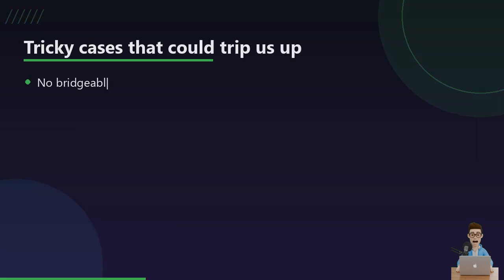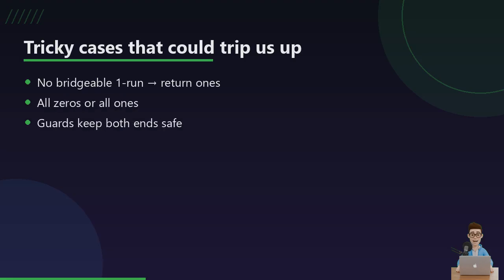Let's make sure the weird cases don't break us. If no group of ones has zeros on both sides, then best just stays 0 and we return our original count, which is exactly right. If the string is all zeros, there are no ones to fill anything with. And if it's all ones, there's nothing to trade, and both of those work out fine on their own. And those 2 extra ones we glued onto the ends, they're what keep the edges from causing errors when we check the neighbors.